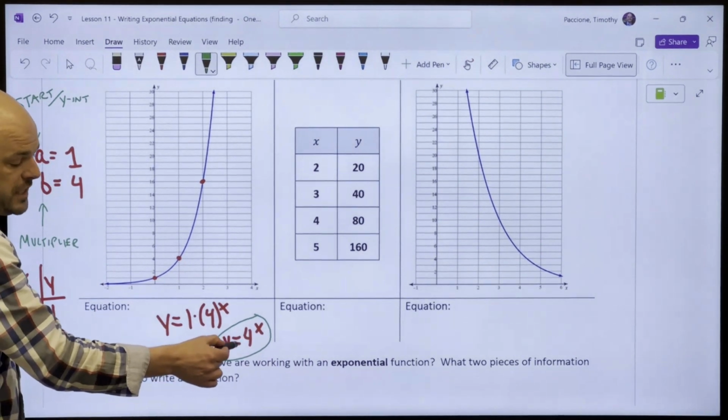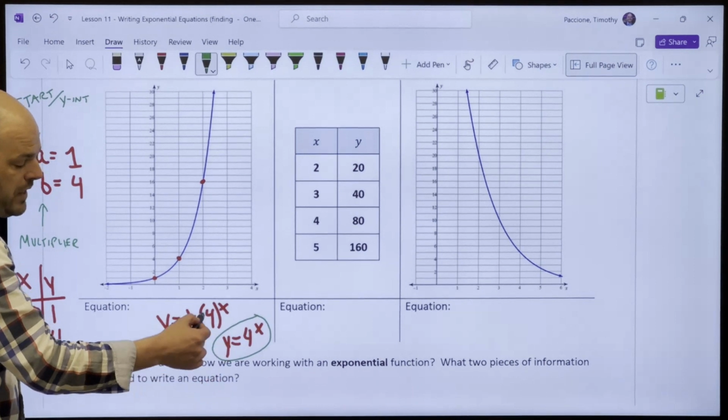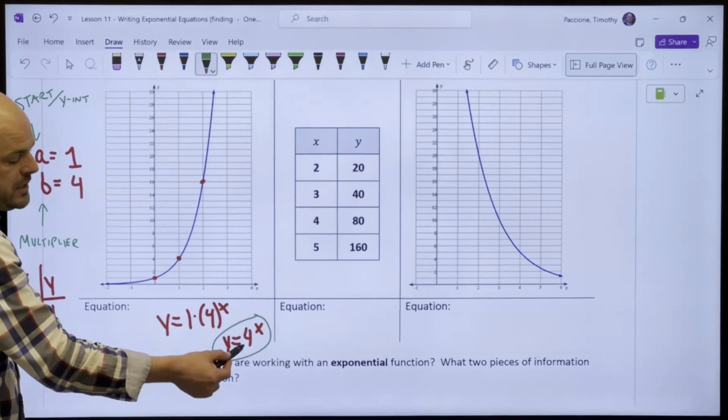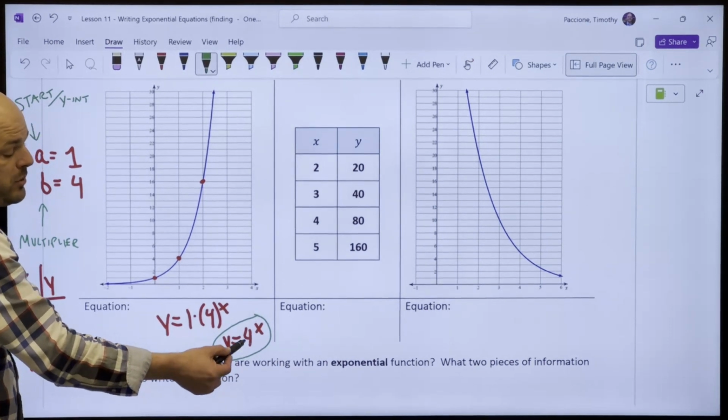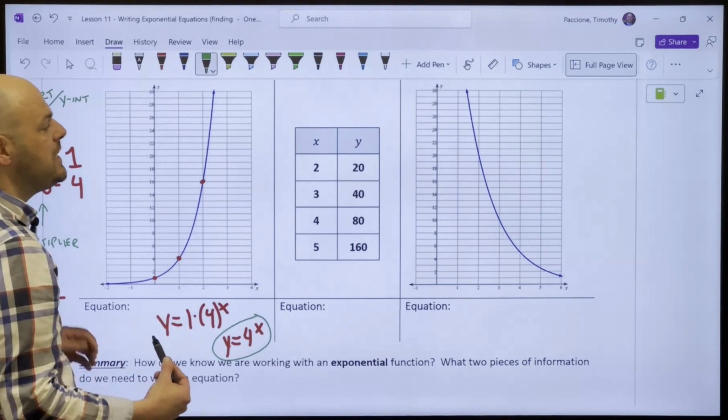But if you saw just this and I said graph it, well, now we know the a is 1, right? Sometimes that's not super obvious if we just have 4 to the x. Remember, there's always an imaginary 1 out front if there isn't an a value, okay? So that's your first version.